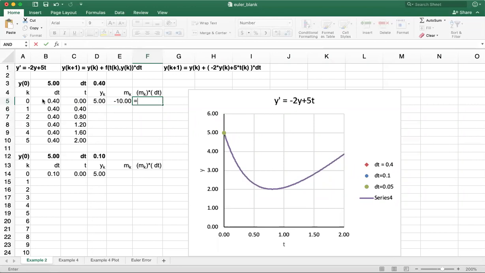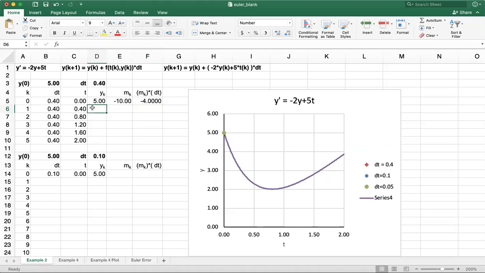lastly, I'm going to say that the thing that I want to add to the next y value is the slope times delta t. So the slope, I'm going to click on that slope, which is just to the left of that column, times, and then I'm going to click on the delta t, which was a few columns to the left of that column. So I'm going to add slope times delta t. So -10 times 0.4 is going to give me a -4 there. So that is how I'm going to fill in those columns of Euler's method.